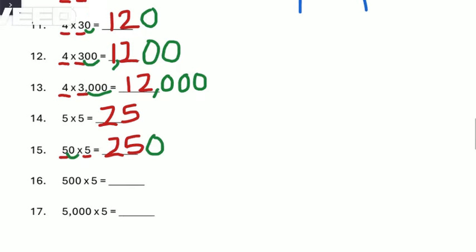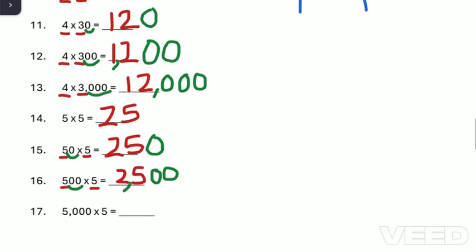How about the next one? We have again 5 times 5. Let's write our 25 first. And how many zeros should we add at the end? Well, there's 2 here. So we'll add 2 here. And let's not forget our comma.